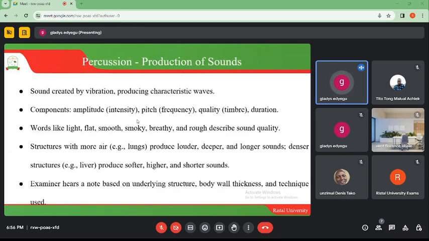Now on percussion. Percussion is the production of sounds. Sound is created by vibration producing characteristic waves. There can be vibration, or there can be what? Characteristic waves that you will be hearing either from the chest or from the abdomen that you are percussing. So what could be the components? There can be intensity, there can be frequency, or the pitch of the sound. The quality also has to be looked at, and the duration.